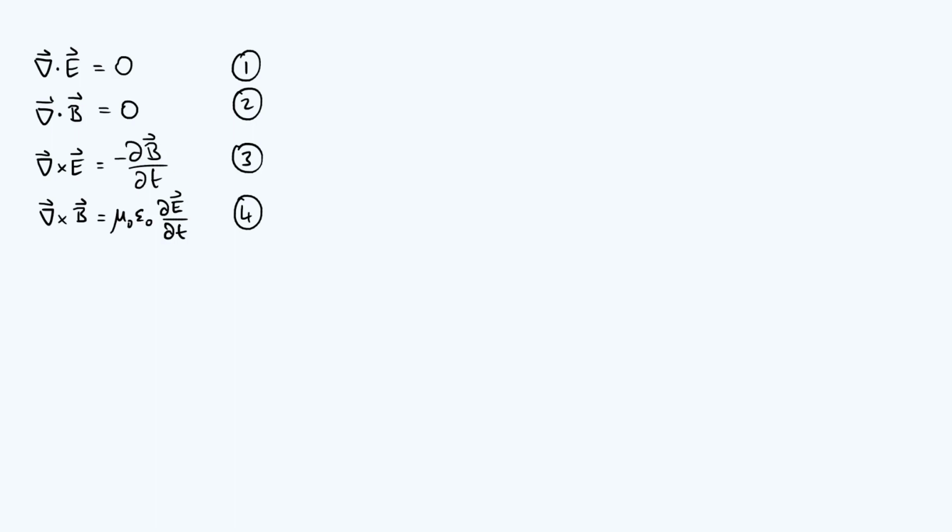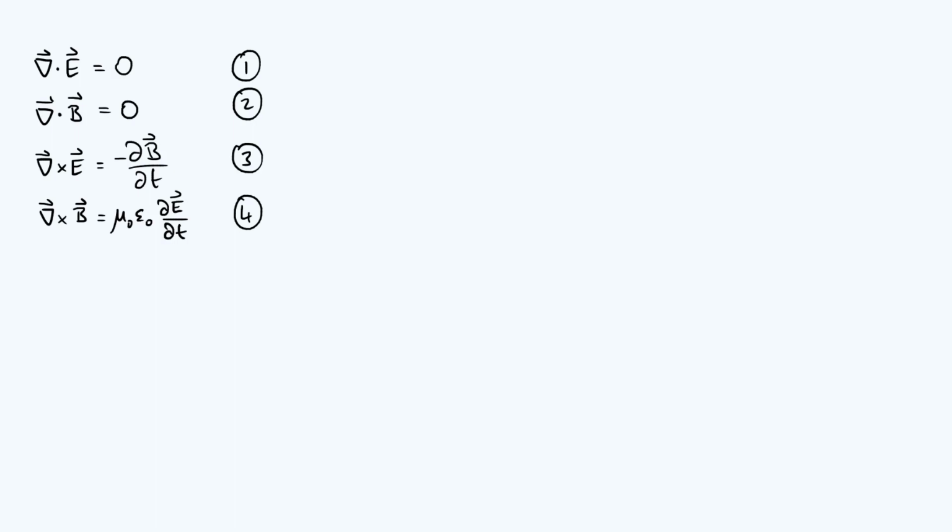So I've started by writing out Maxwell's four equations. We're making the assumption here that we're in a vacuum, so there are no dielectric or magnetic materials around, and there are no source terms. In other words, there's no electrical charge and there are no currents flowing. So these are Maxwell's four equations in free space.